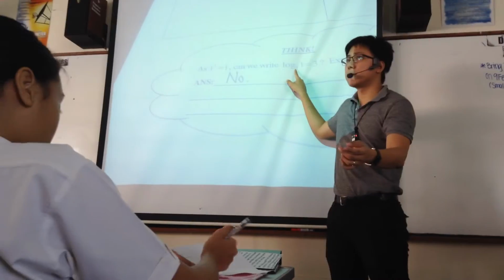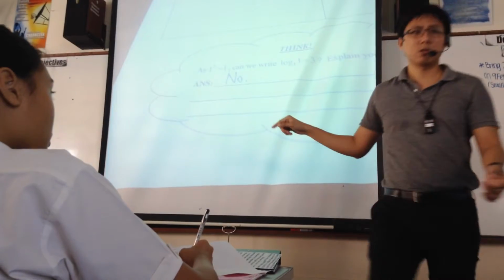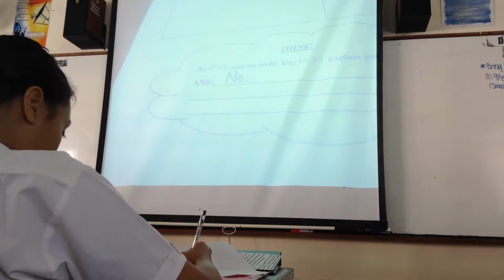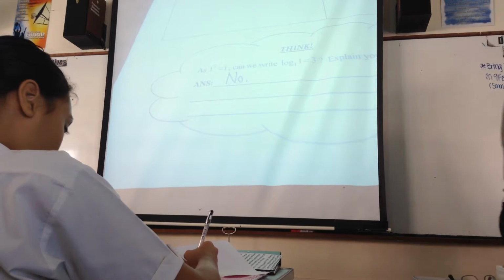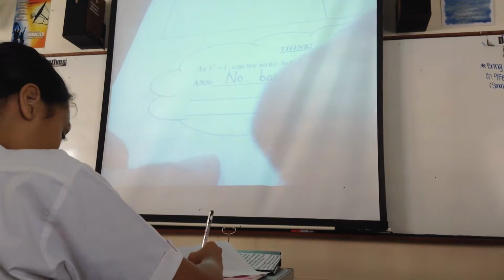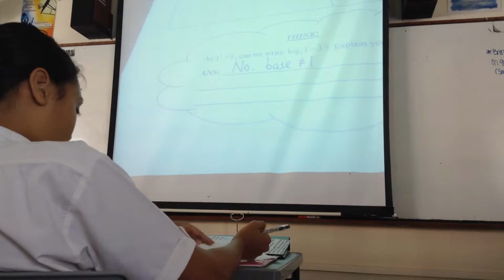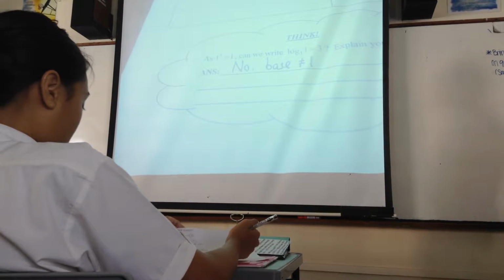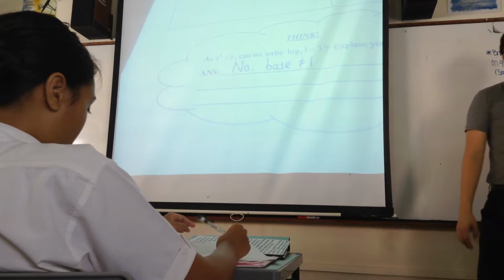So what do you say about the base? The base must be more than 0 and cannot be 1. So can you write here, because the base must be not equal to 1, just like that. Okay? My base cannot be equal to 1. That's the reason. Okay?